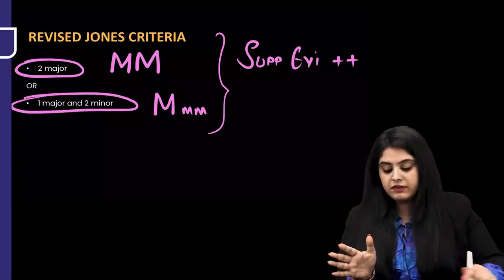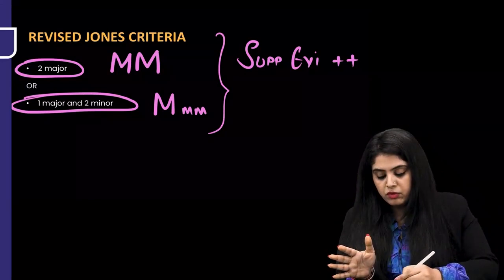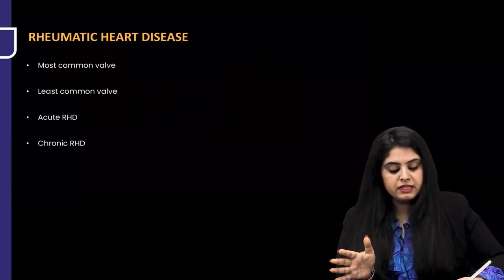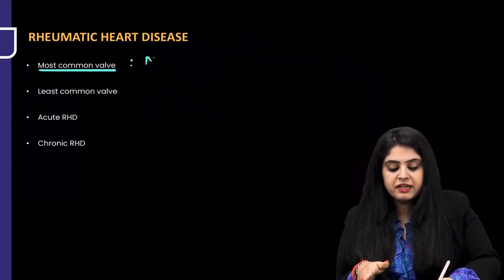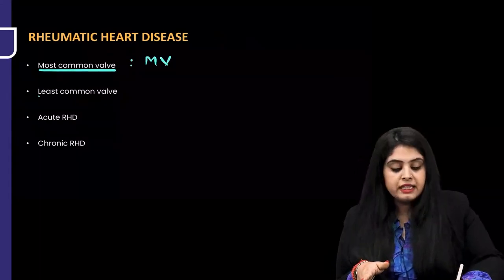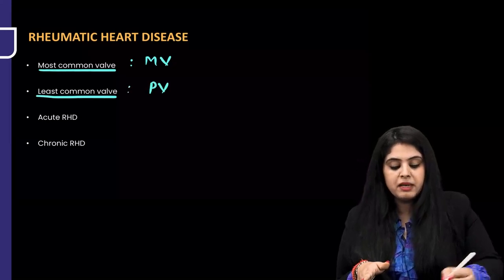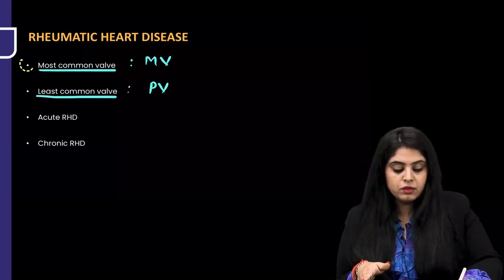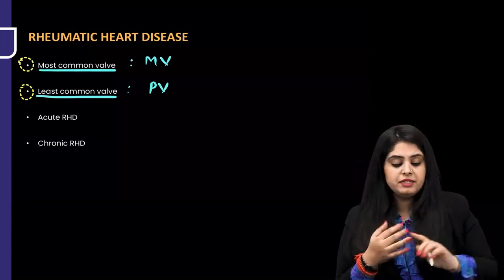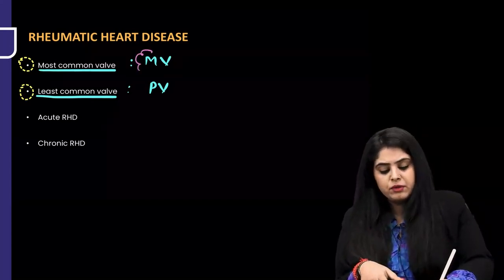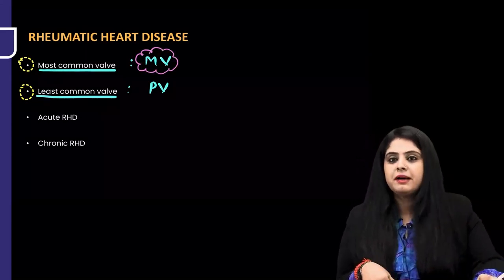I hope everyone's okay with this, because now I can ask you 4 more one-liners. If you're dealing with a case of rheumatic heart disease, what is the most common valve that is affected? That is the mitral valve. The least common valve affected is the pulmonary valve. Both of these are previous year questions. Most common mitral valve, least common pulmonary valve.